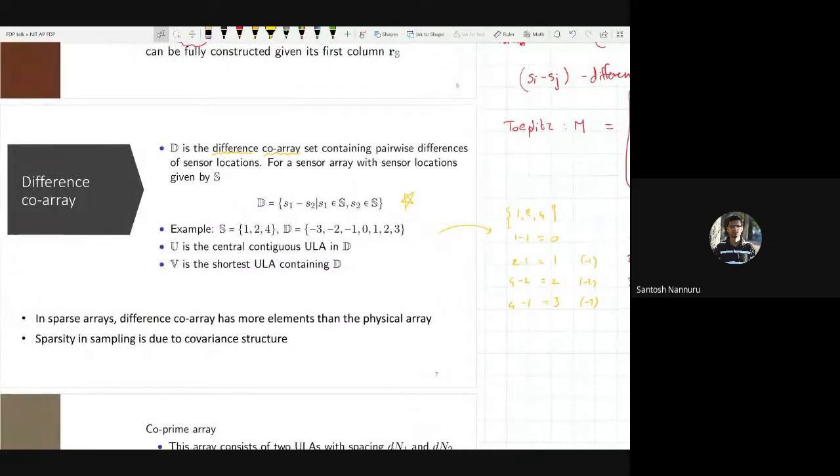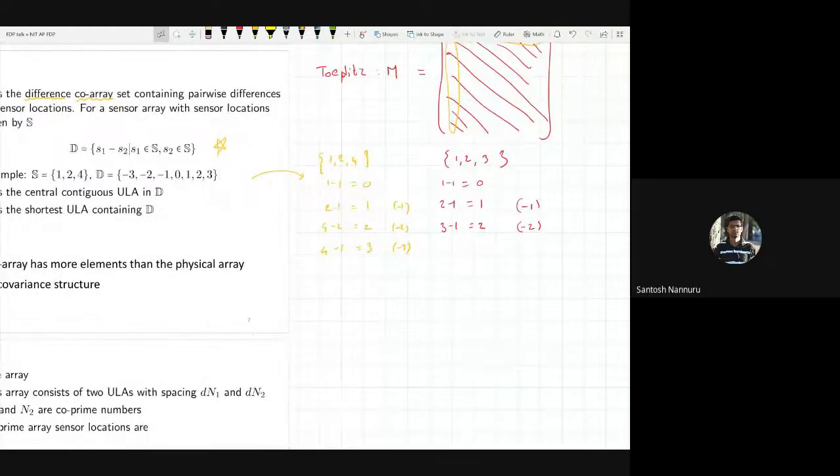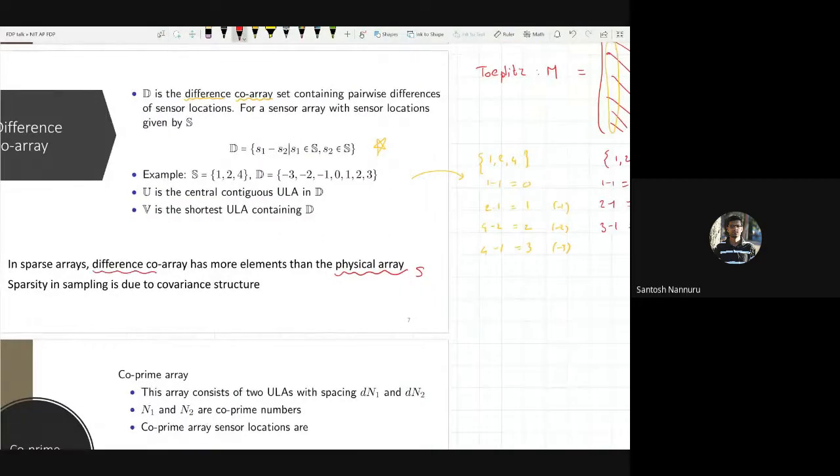So what are sparse arrays? Basically, in our context, they are sensor positions such that the difference coarray has many more elements than the number of elements in the physical array. For the ULA, the physical array and the difference coarray will have the exact same number of elements, as I just gave an example of 1 to 3. Physical array means the actual set S, and difference coarray means the set D. Set D is obtained by taking all pairwise differences of elements in the set S.